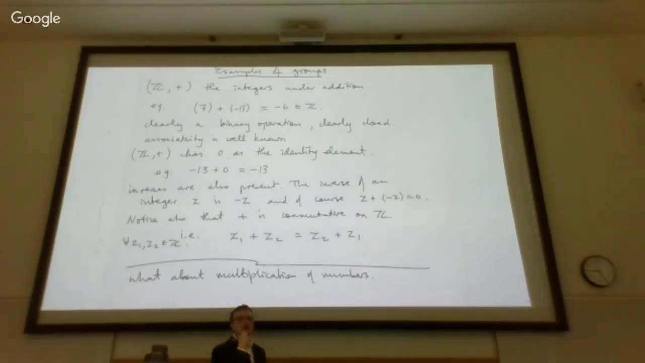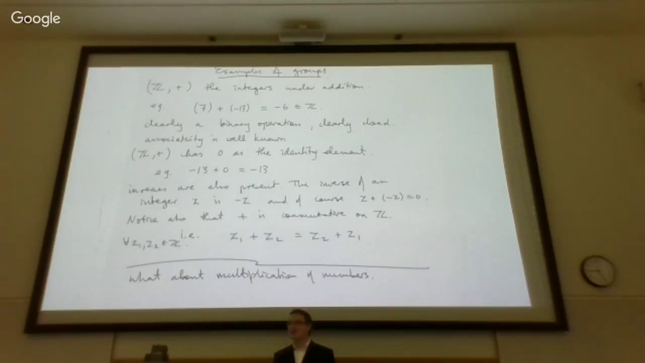Is there an identity for multiplication? One. See, I gave you the opportunity to say one, but you were too slow. Yeah, one is the identity for multiplication, and the inverses are... What's the inverse of the number a? Which number is the multiplicative inverse of a? 1 over a. Yeah, the reciprocal.